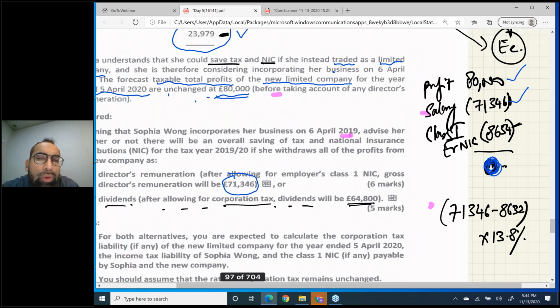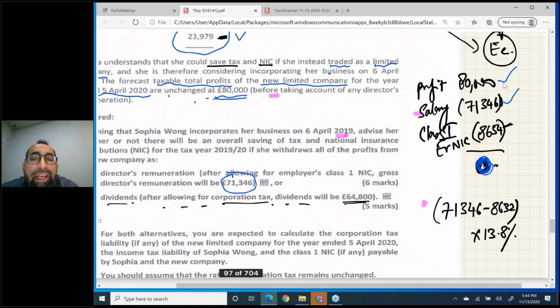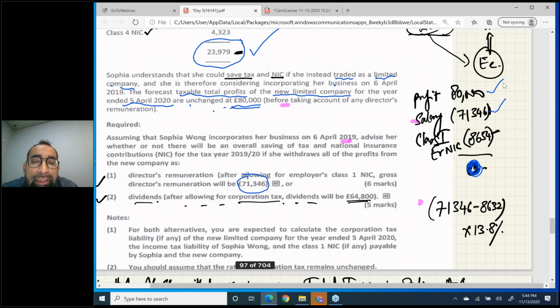In the bottom we want zero. So automatically the balancing figure for class 1 employer NIC is 8654. The first method is to do it through the balancing figure.